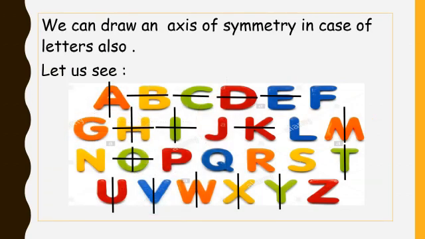We can draw an axis of symmetry in the case of letters also. Let us see. Here we have the alphabet letters. Letters A, B, C, D, E have one axis of symmetry. F and G, for example, don't have an axis of symmetry, since if I draw a straight line, it will not cut it into two identical and equal parts. For example, H, I, and O have two axes of symmetry. If you want, you can write these letters on a paper at home and try to fold the paper and see the axis of symmetry for each letter.